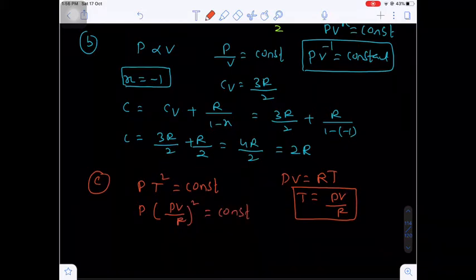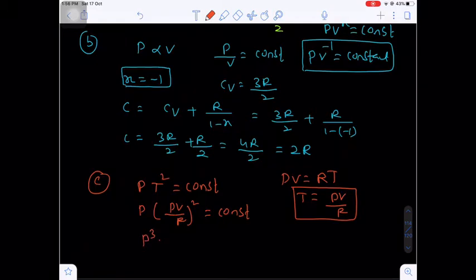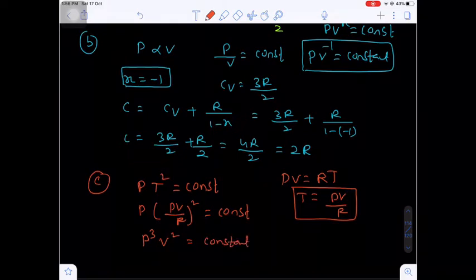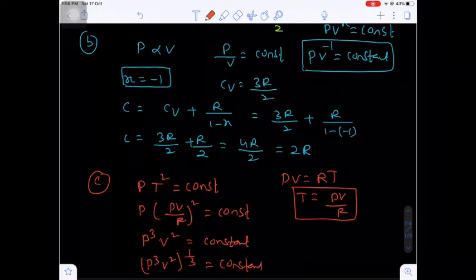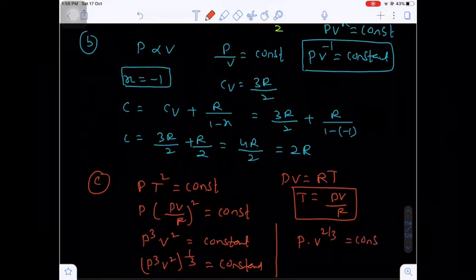Now P into P square is nothing but P cube into V square, divided by R square. Bring R square to the right-hand side, and again you get one more constant. Now I am raising the power 1 by 3 on both sides, (P cube V square) whole to the power 1 by 3. Why am I raising the power 1 by 3? Because the power of P is 3 and I want P to the power 1. So after raising the power 1 by 3 on both sides, P into V to the power 2 by 3 will be equal to constant.